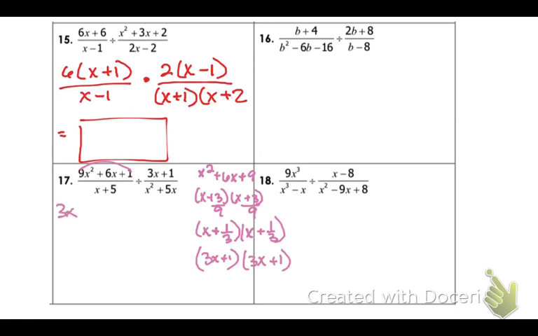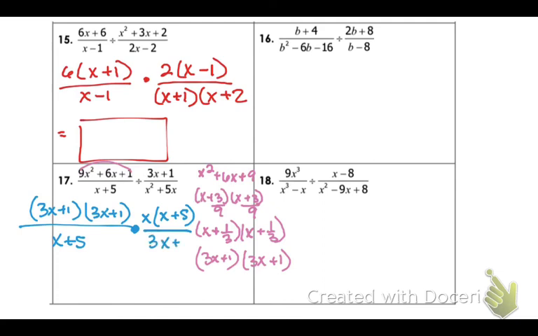I'm going to write them separately. I'm not going to square it because it's going to be easier for me to see. Let me change the color. So 3x plus 1, 3x plus 1. And then keep, change, flip. Changing the color so that you guys don't get mixed up with this stuff. And then from here, you can cancel out. Alright.